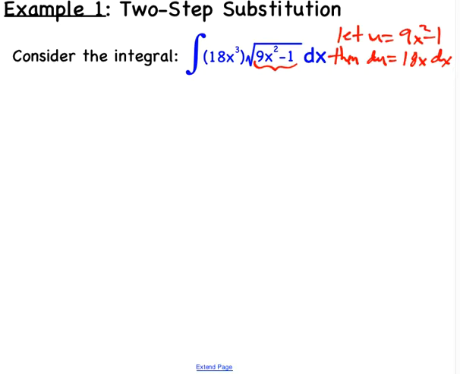And when we look at our problem, we say, well, I have the 18, I have the x, and I have the dx, but we have too many x's. We only needed 18x, we have 18x cubed. So I'm going to break this up so that I can see the substitution a little bit more clearly. And then we're going to modify our substitution using u equals 9x squared minus 1.